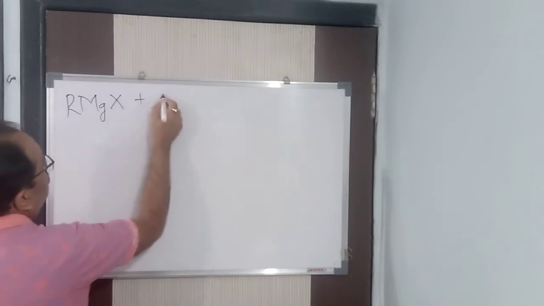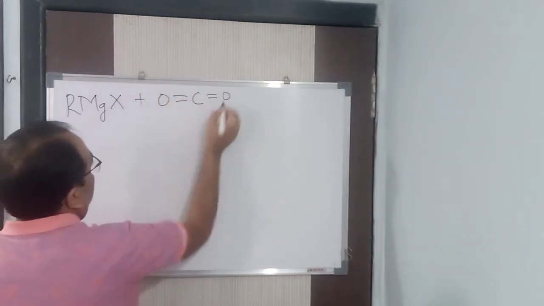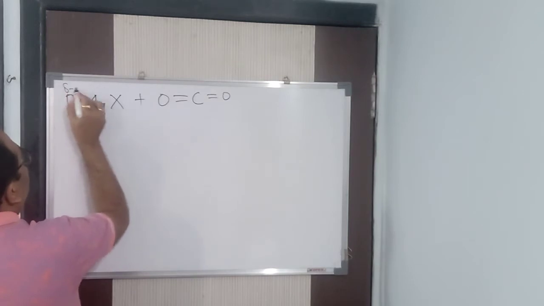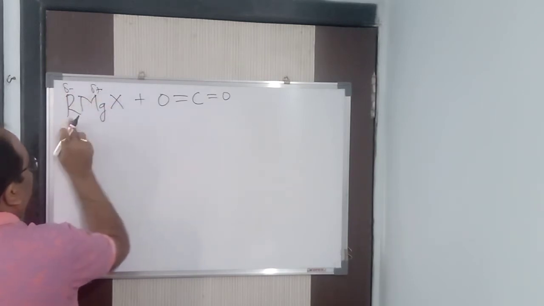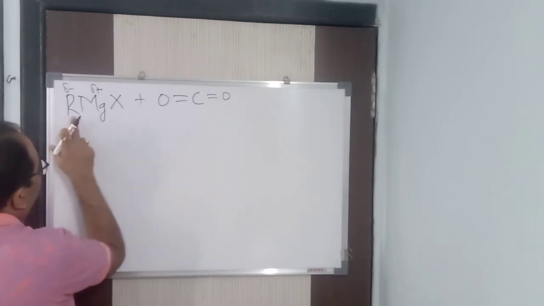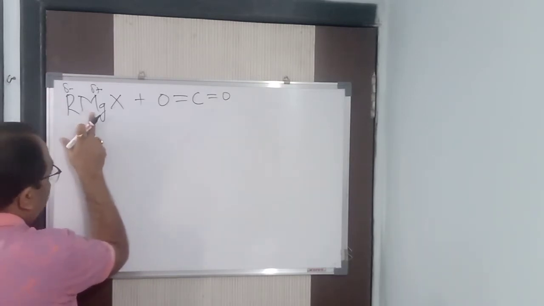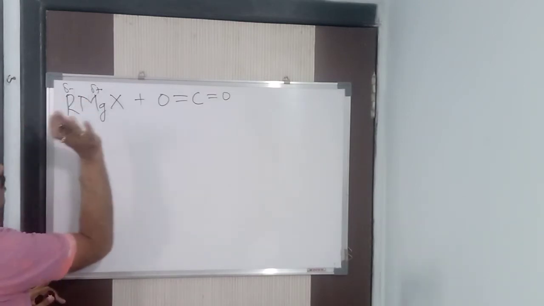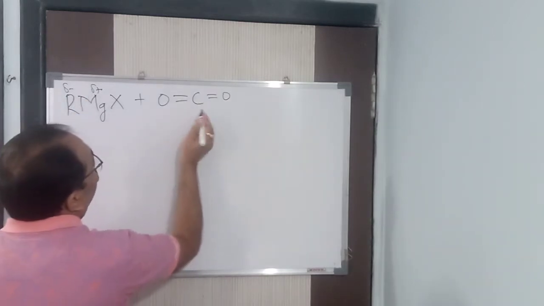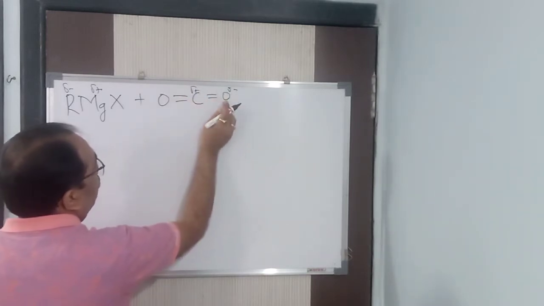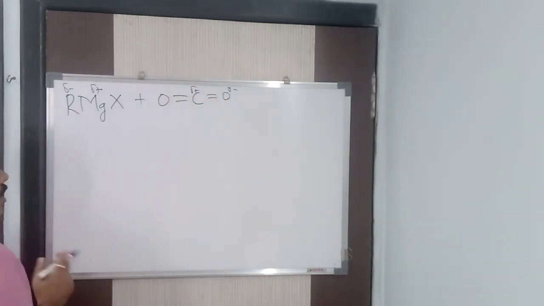RMgX plus carbon dioxide. In RMgX, R is negative and Mg is positive. R means the alkyl group, which is a carbon atom. If you compare the carbon atom and the magnesium, carbon is more electronegative than magnesium, so it is negative and Mg is positive. Similarly, in CO2 carbon is positive and oxygen is negative. Either this oxygen or this oxygen, any oxygen you can take, is negative.